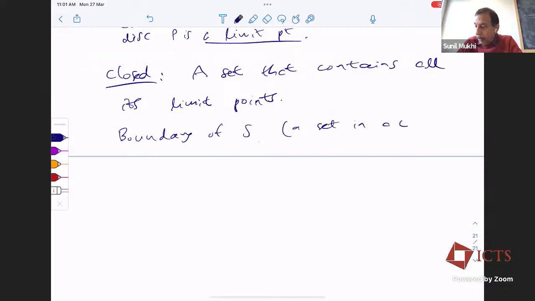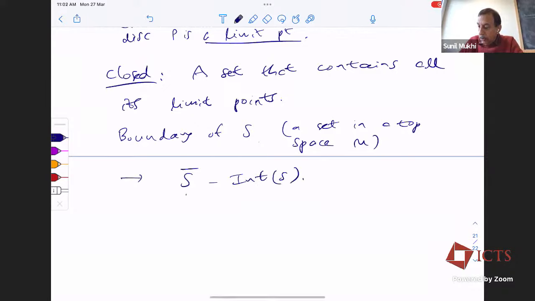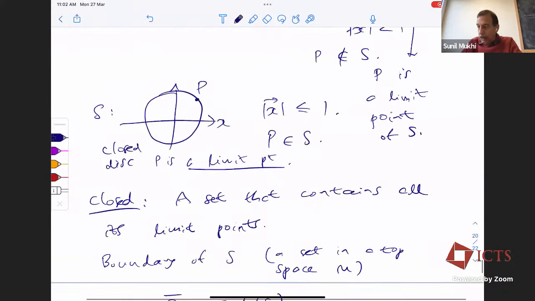The boundary of a set S in a topological space M is defined as S bar minus the interior of S. The bar means closure. Closure is obvious from what I said: I told you that a closed set contains its limit points, but some sets are not closed. And I showed you an example.